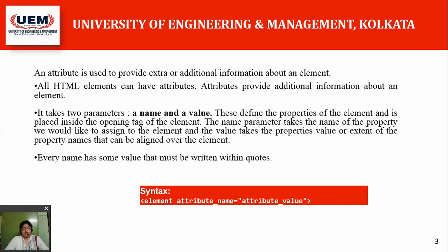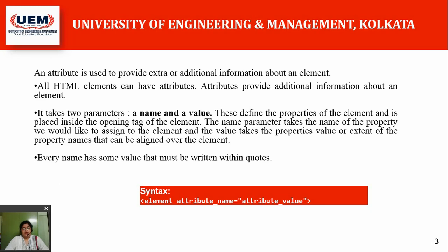An attribute is used to provide extra or additional information about an element. All HTML elements can have attributes. Attributes provide additional information about an element. It takes two parameters, a name and a value. This defines the properties of the element and is placed inside the opening tag of the element.